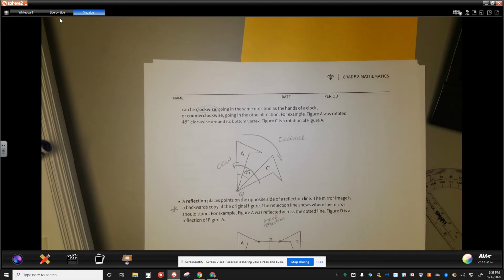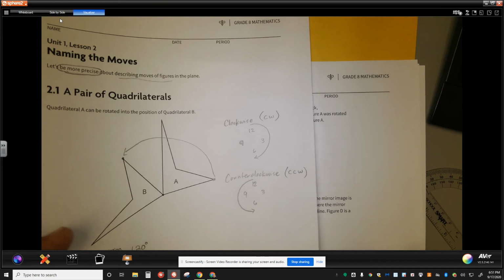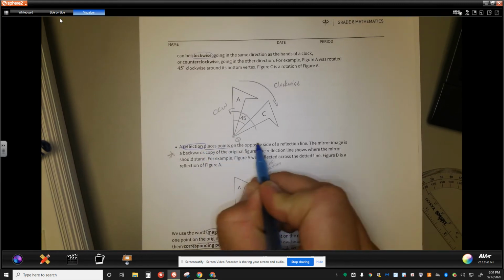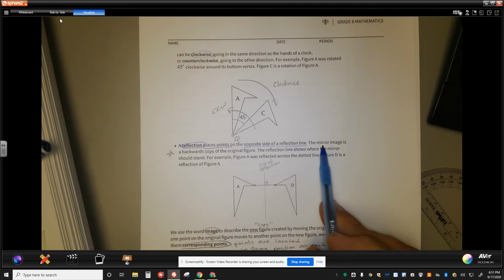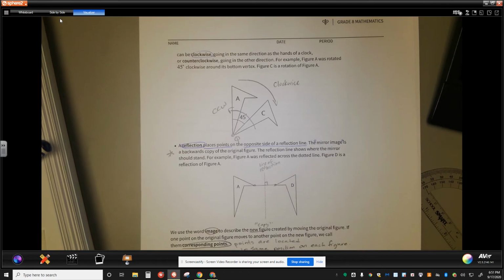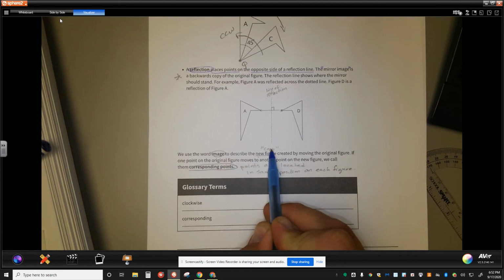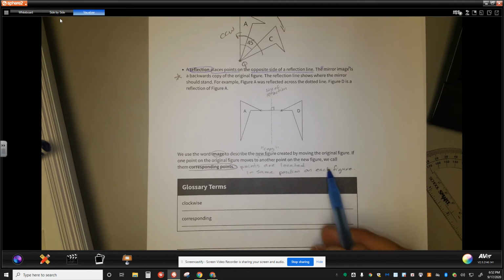Clockwise, I would just write the word and draw a picture like what I did here. Same thing with counterclockwise. Reflection, I didn't mark the text there, but a reflection places points on opposite sides of a reflection line. And you might grab some more details in here like mirror image. This would be something that I would quote to help me remember that it's a backwards copy of the original. Reflection line is the mirror, shows where the mirror stands. Finally, image, I would say image, the definition is new figure or a copy. Corresponding points are located in the same position on the figure.